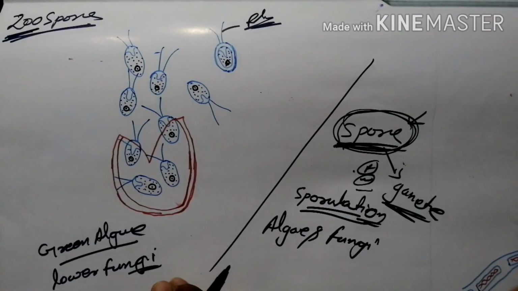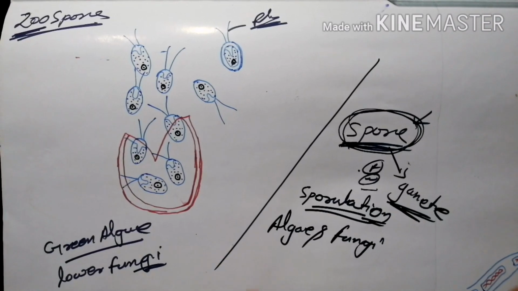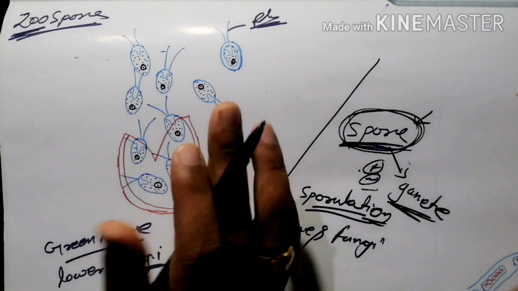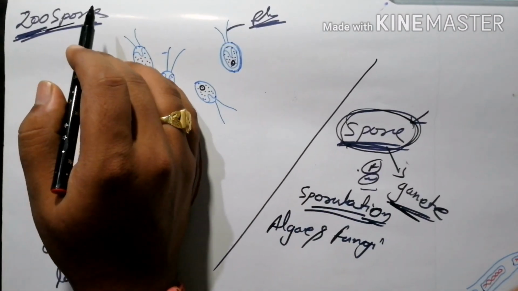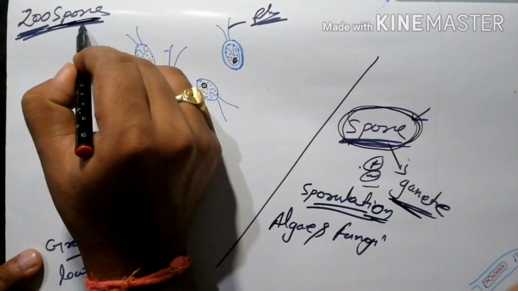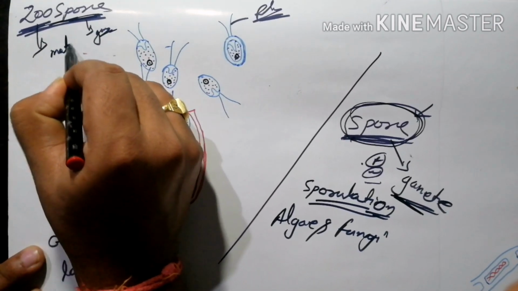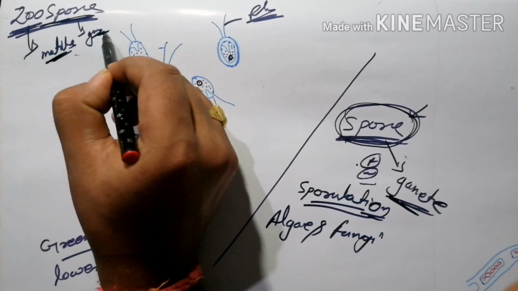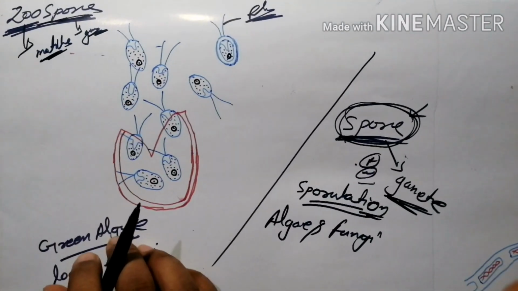There are various types of spores like zoospores, aplanospores, hypnospores, chlamydospores, and conidia. At first we are going to study the zoospore. As the term denotes, spore means gamete and zoo means motile. Is that clear to everybody? Zoo means motile and spore means gamete, so it is the study of motile gametes.